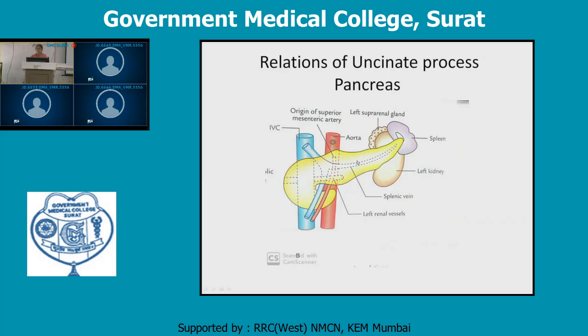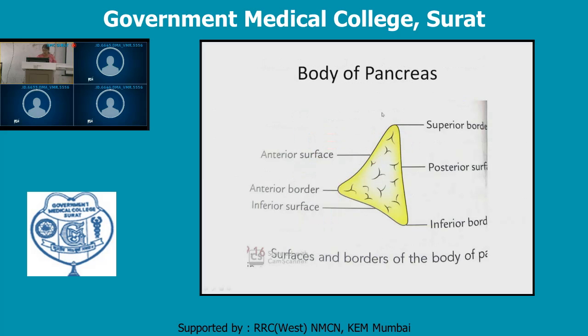Body, if you see this cross section of the body there, it is triangular with three borders and three surfaces. This is the superior border, anterior border, inferior border. This is the anterior surface, inferior surface, and posterior surface. I told you the pancreas is retroperitoneal, so this anterior and inferior surface are covered by peritoneum. The posterior surface is not covered by peritoneum.